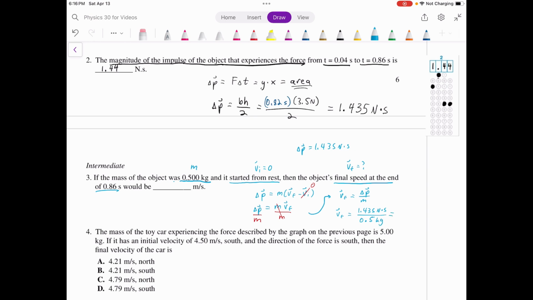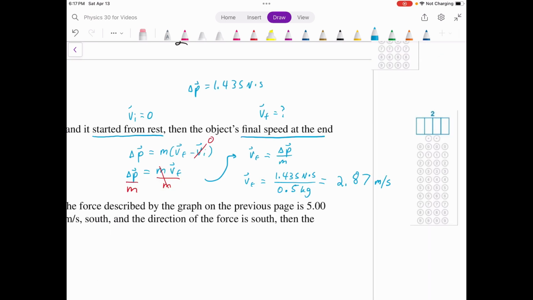And that gave me 2.87 meters per second. If you're wondering, how did you get meters per second as the units? Remember, this could also be measured in kilogram meters per second. That's one way to look at it. So kilogram meters per second over kilograms, of course, leaves us with meters per second.